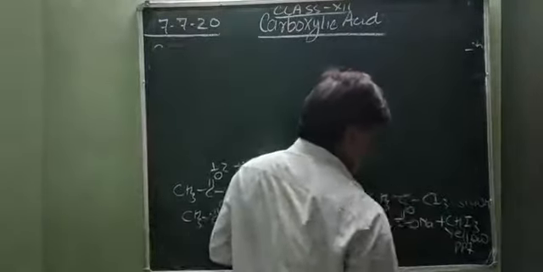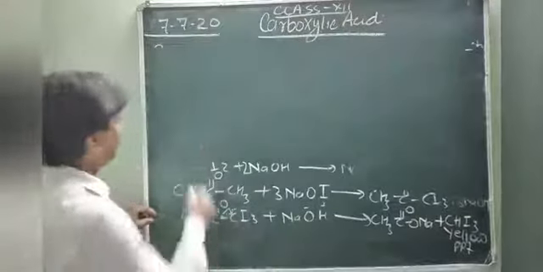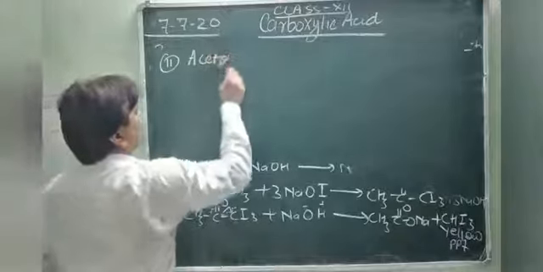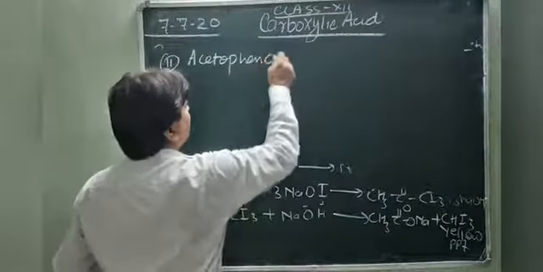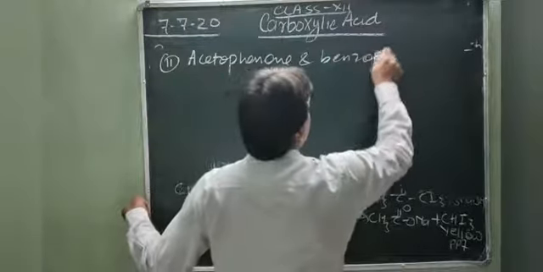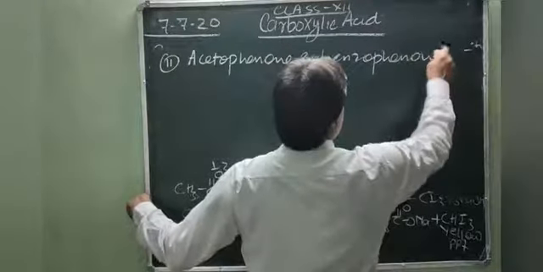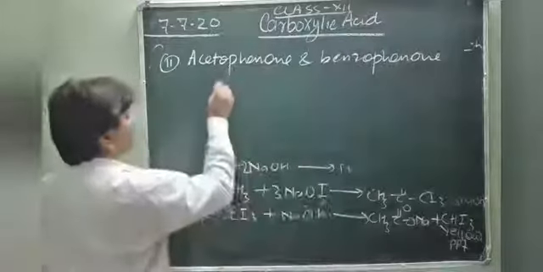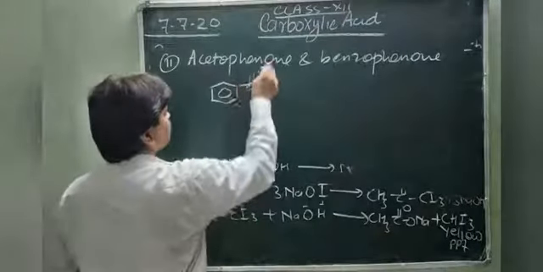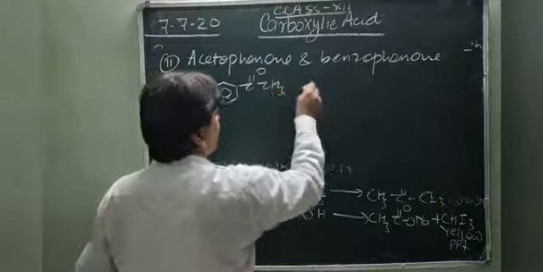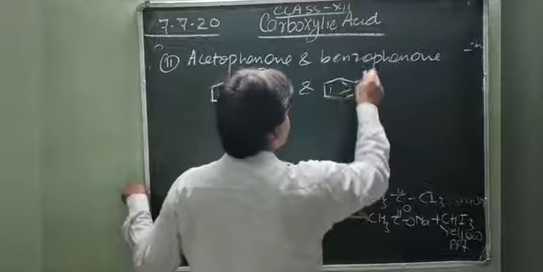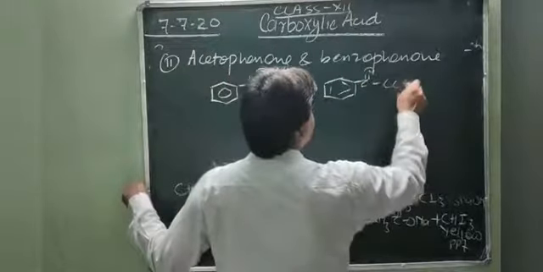Next question, acetophenone and benzophenone. Second pair, acetophenone and benzophenone. What is acetophenone? C6H5COCH3 and benzophenone C6H5COC6H5.